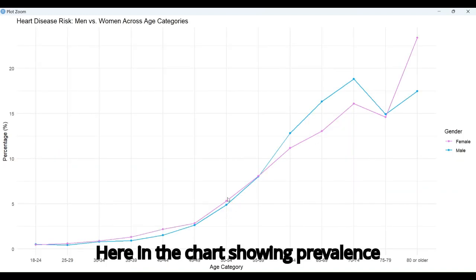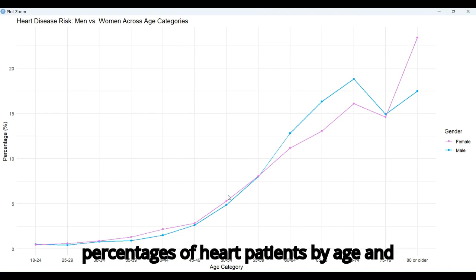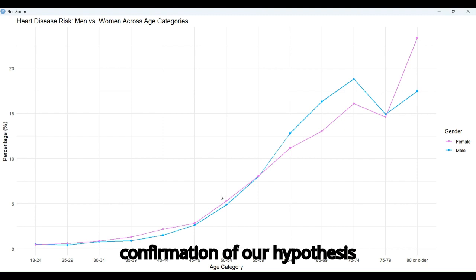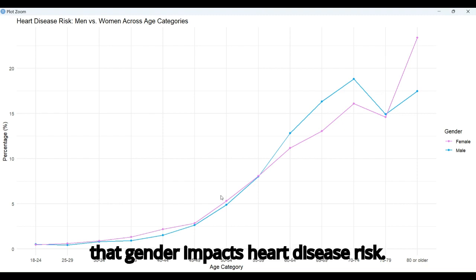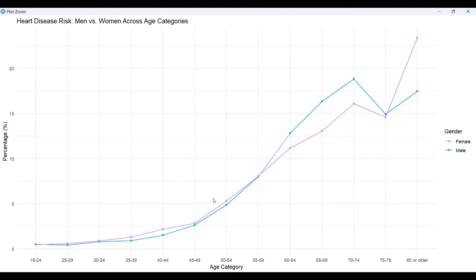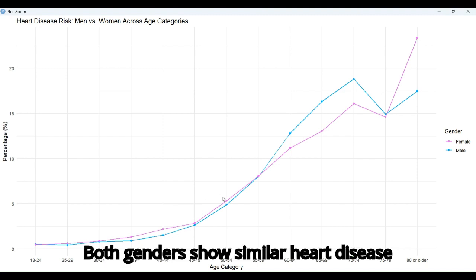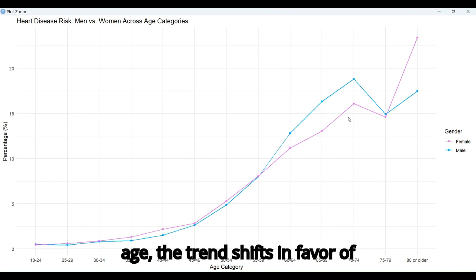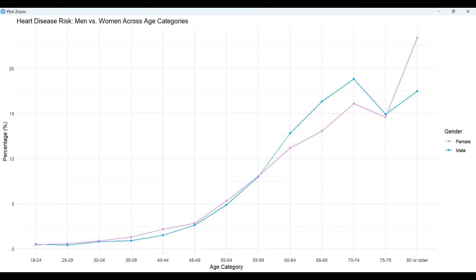Here in the chart showing prevalence percentages of heart patients by age and gender, we see a visual confirmation of our hypothesis that gender impacts heart disease risk. Both genders show similar heart disease distribution until the mid 50s. From then until around age 75, men face higher risk. After this age, the trend shifts in favor of women.